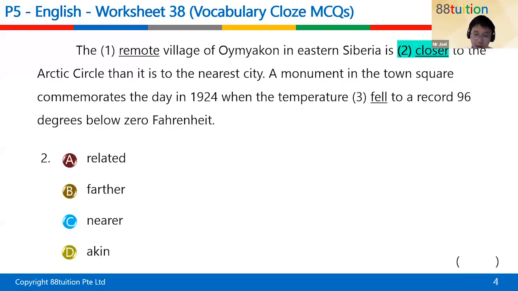Okay, so it is closer to the Arctic Circle than to the nearest city, I guess, but it looks like Oymyakon could actually be closer to some cities in China than the Arctic Circle, though. Anyway, when we say closer over here, we actually mean nearer. So the answer here is nearer, right? It's actually nearer to the Arctic Circle than to the nearest city.